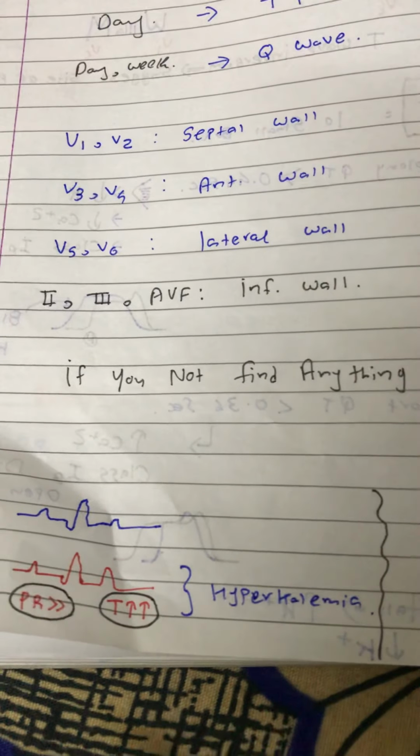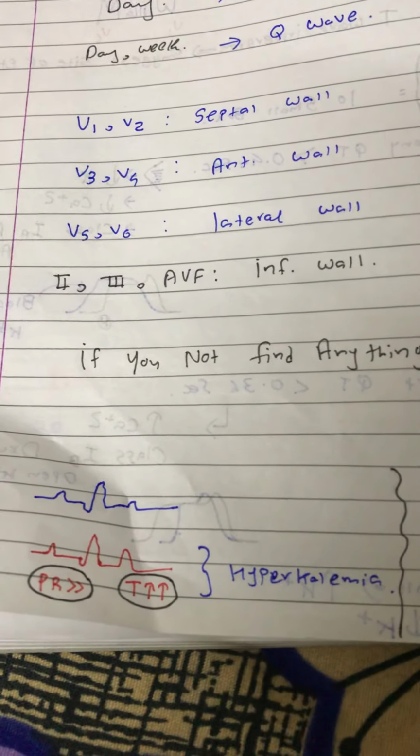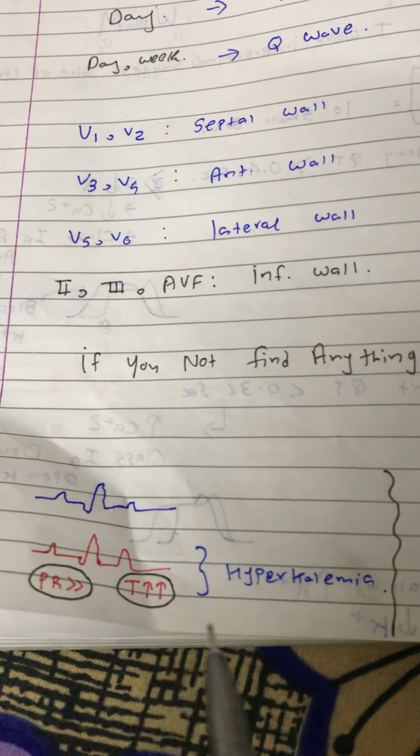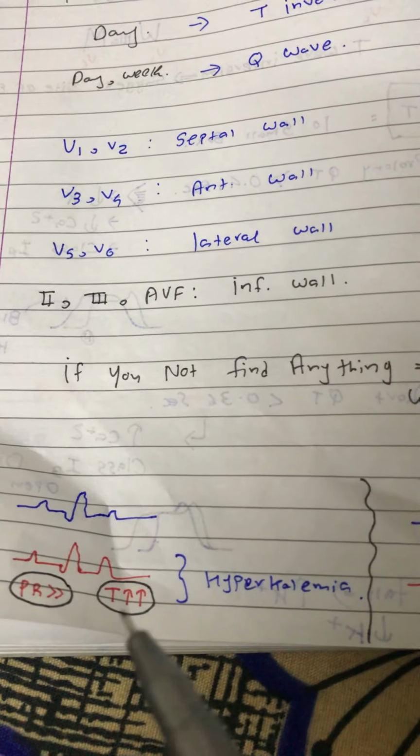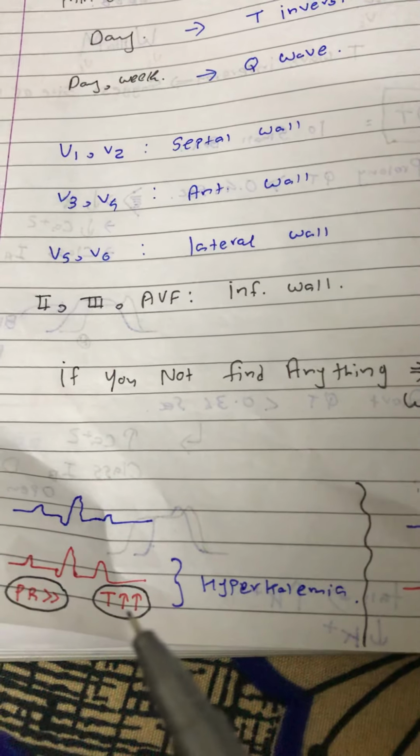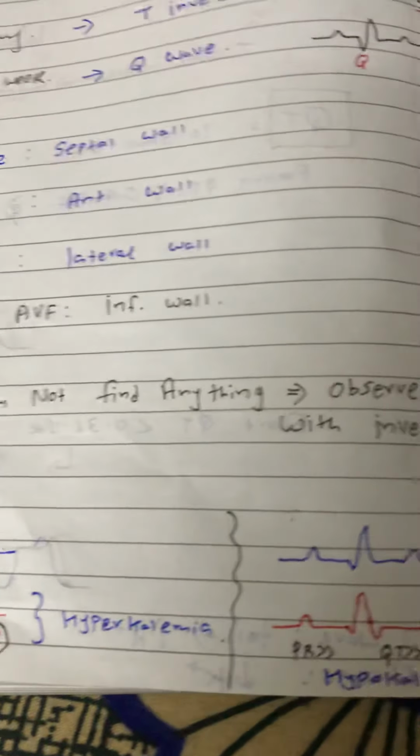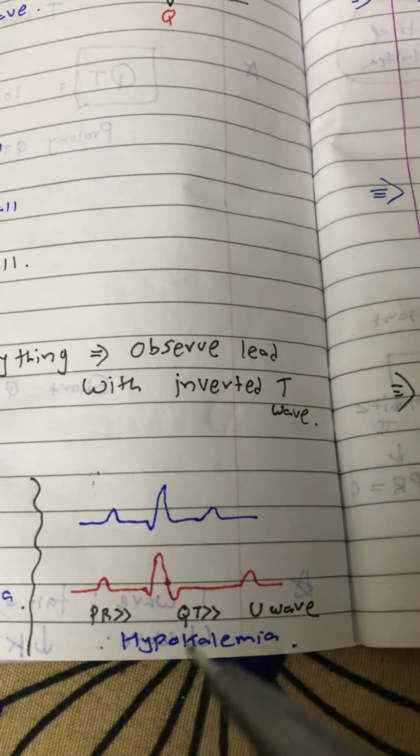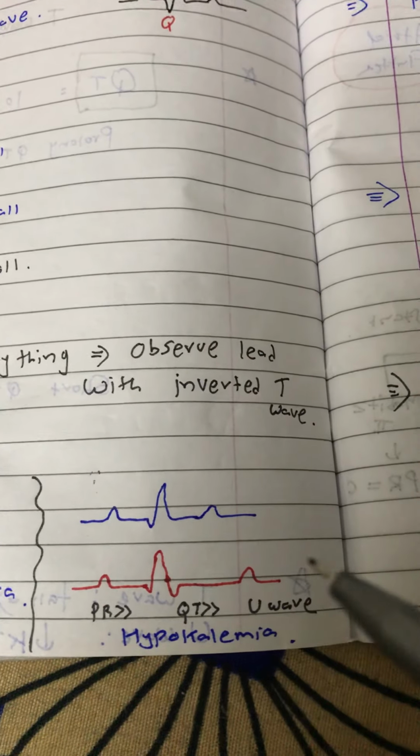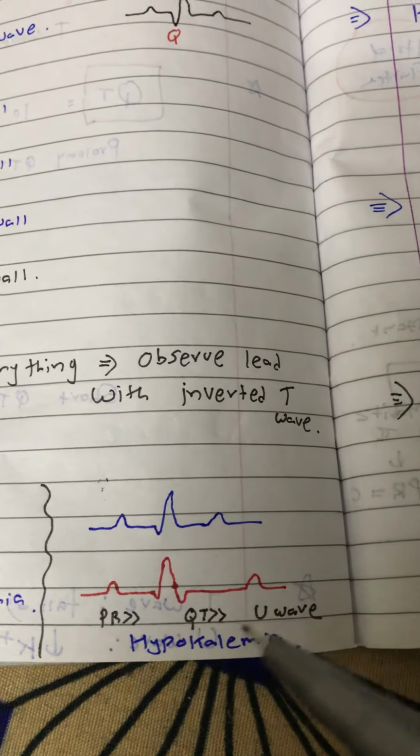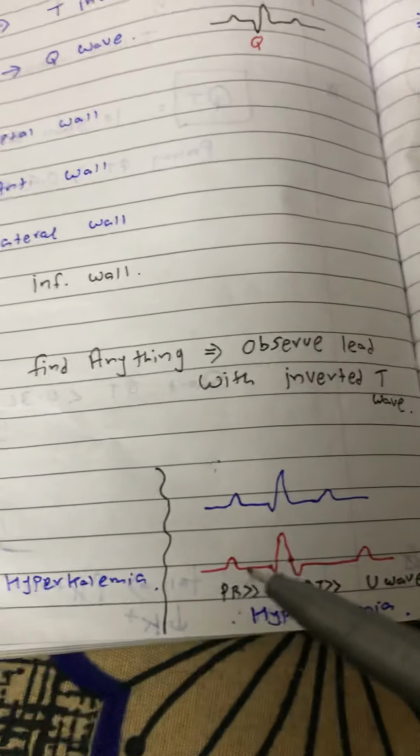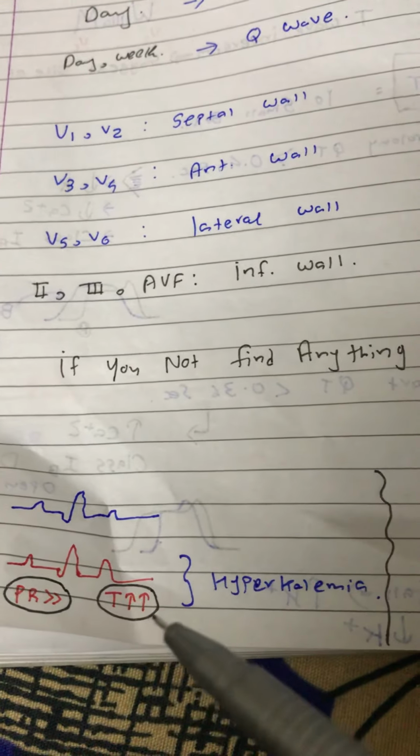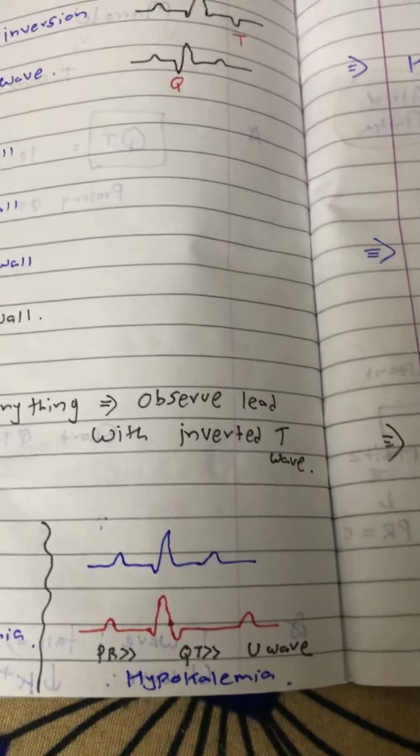Now in hyperkalemia what we see is a prolonged PR interval and an increase in T wave size. While in hypokalemia the PR interval is prolonged, the QT interval is prolonged, and a U wave is seen. So by that way we differentiate hyperkalemia and hypokalemia.